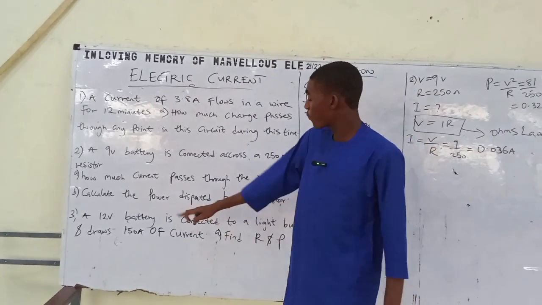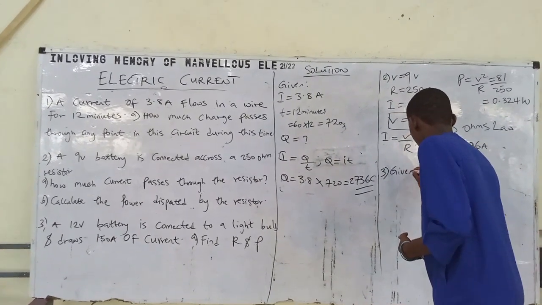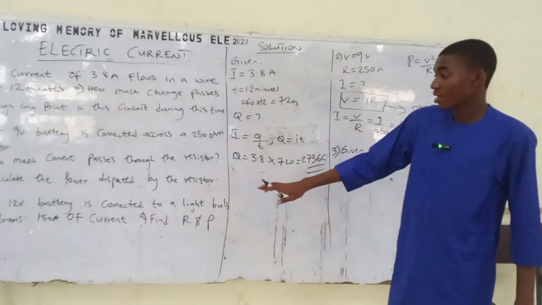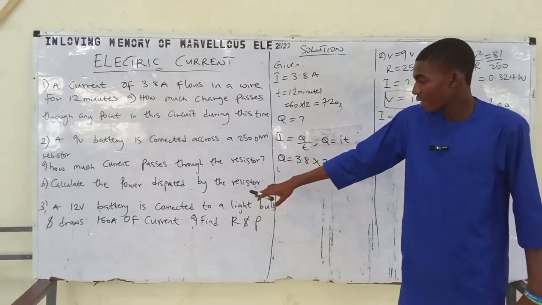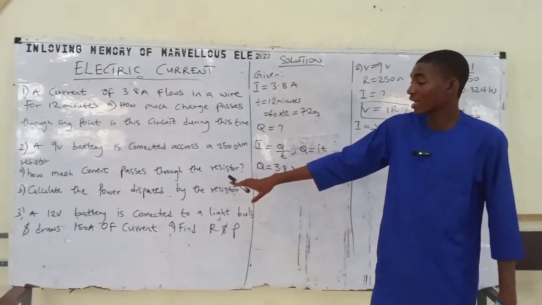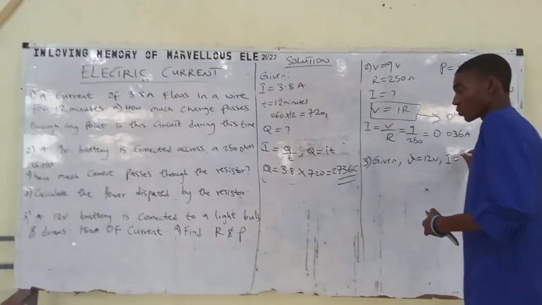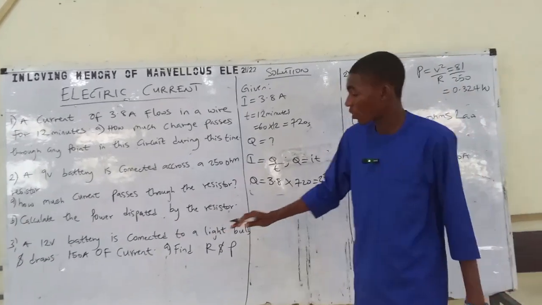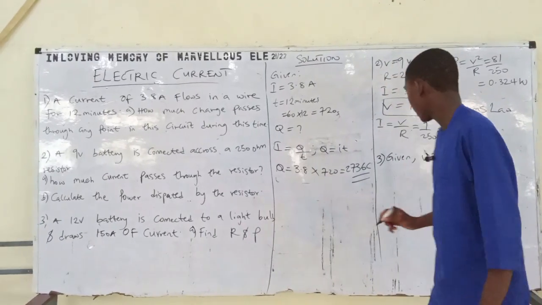Question 3. It said a 12-volt battery, meaning our V equals 12 volts. It's connected to a light bulb and draws 150 ampere of current. So our I equals 150 ampere. So we should calculate our R, which is our resistance, and P, which is our power.